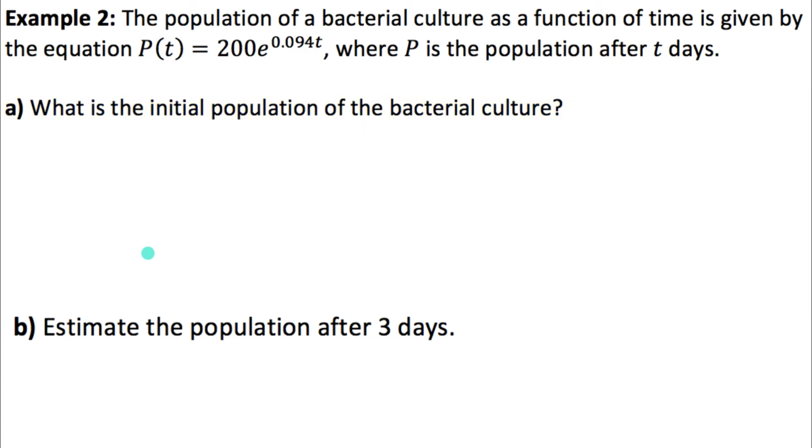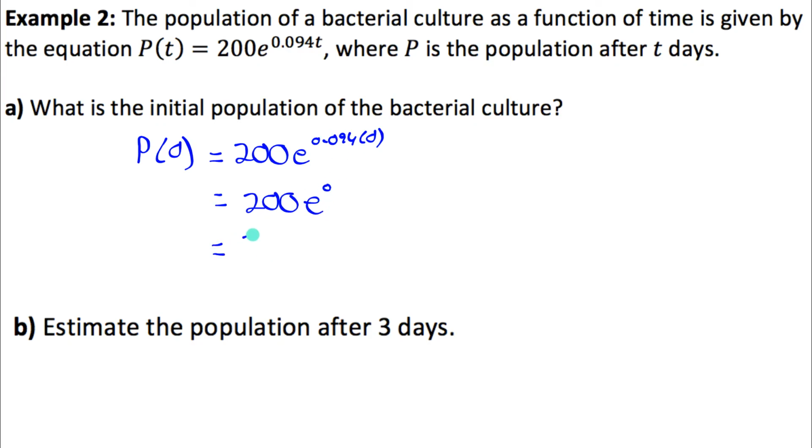Well, that just means when time is 0, what's the population? So let's evaluate p at 0. P of 0 equals 200 times e to the 0.094 times 0. Well, that means 200 times e to the 0, and e to the 0 is 1, so we have 200 times 1, which is 200. So the population starts at 200.